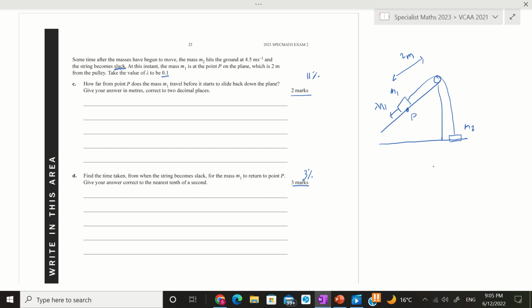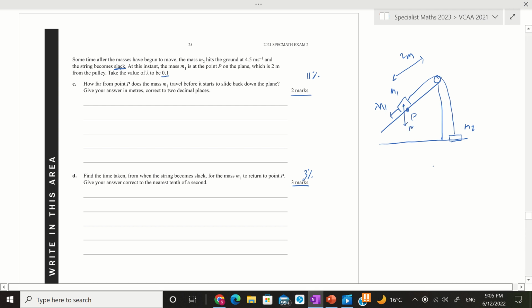Again, let's label all the forces acting on M1. In this case, there is no more tension force, so right now we just have this friction force acting on M1, and also the weight force. We still have M1g, and we still have its parallel and perpendicular components acting on it. So now we want to find how far from point P the mass M1 travels before it starts to slide back down the plane. What can we do here? Well, let's find the acceleration first.